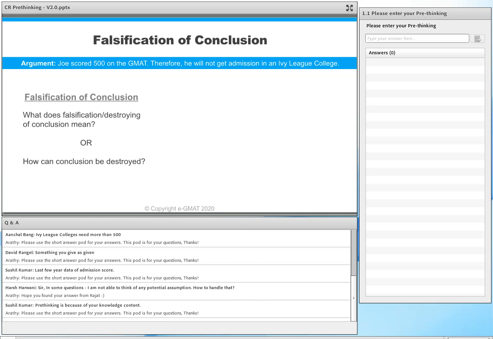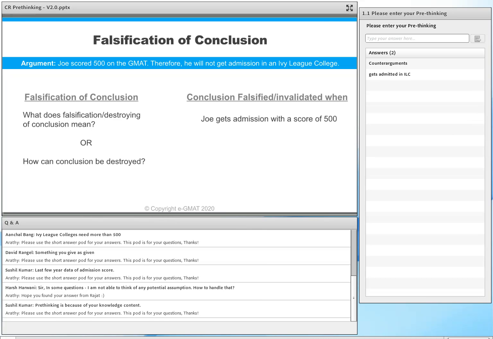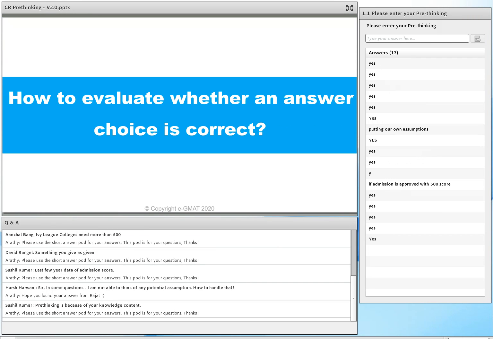Same argument over here. How can this conclusion be destroyed? Any idea? This conclusion can be destroyed if Joe gets admission in an Ivy League college with a score of 500, right? Everyone agrees? If Joe gets admission with this score of 500, then the conclusion falls apart. The author is falsified, right? So this is what we call falsification of the conclusion.